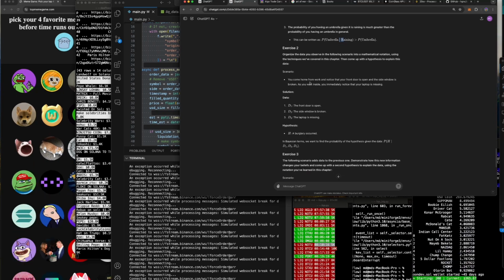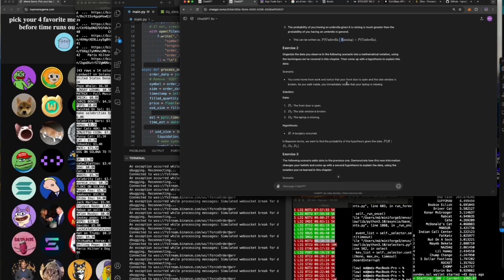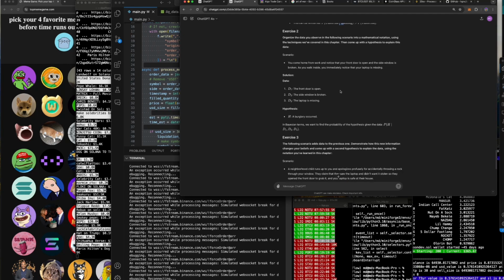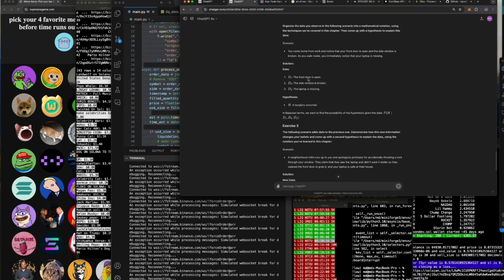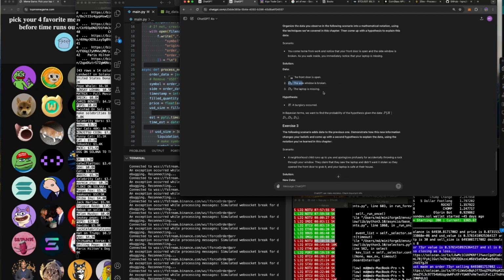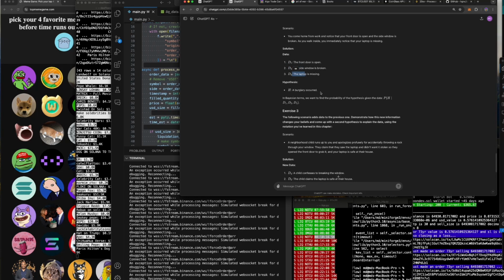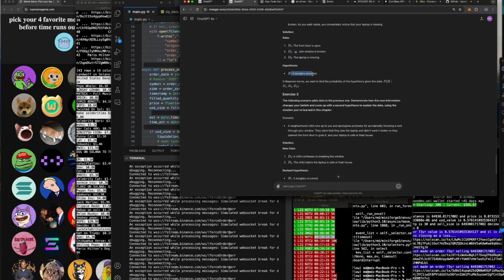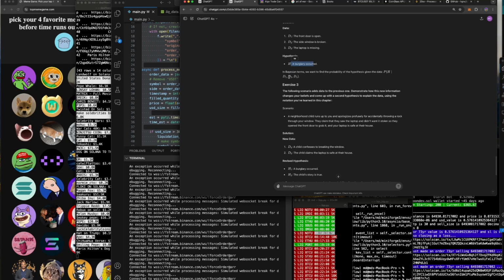Scenario: you come home from work and notice that your front door is open and the side window is broken. As you walk inside, you immediately notice that your laptop is missing. So D1 is the front door is open. D2, the side window is broken. And D3, the laptop is missing. Hypothesis: a burglary occurred. In Bayesian terms, we would want to find the probability of the hypothesis given the data. So P, the probability of the hypothesis given this data.